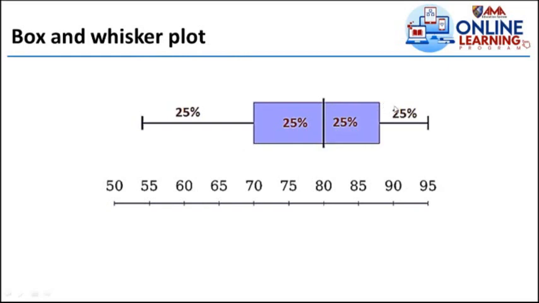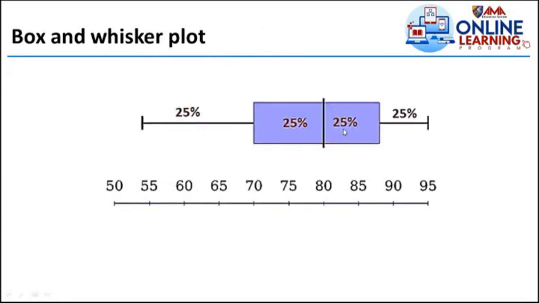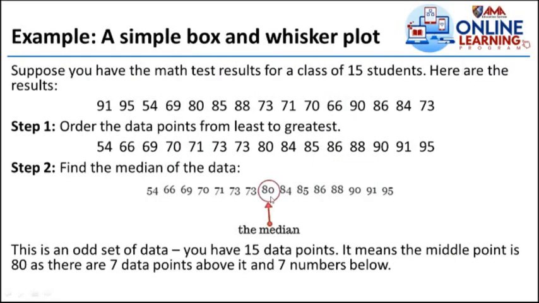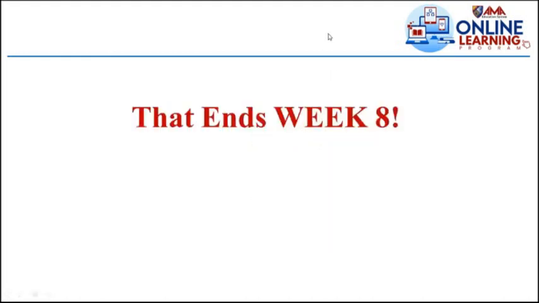So we have 25%, another 25%. Ito na siya. 54, 70, 80, 88, 95. So we have 25% and another 25%. This one represents your box and whisker plot. Which means yung 80 dito, that's our median. Ito yung kanina, ito yung median po natin. Tapos yung 25% dito, that represents our quartile 3, and the lower 25% represents our quartile 1. So that's what we call your box and whisker plot. Okay? So that ends our module 8.